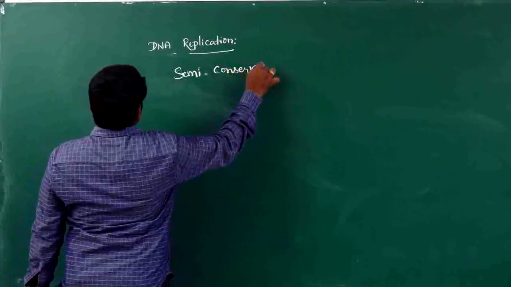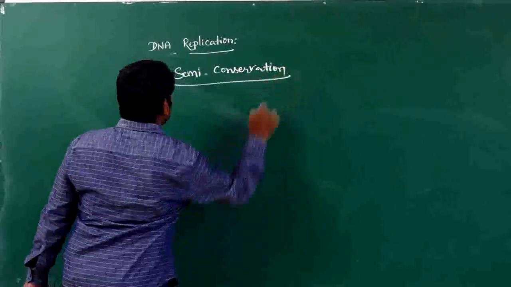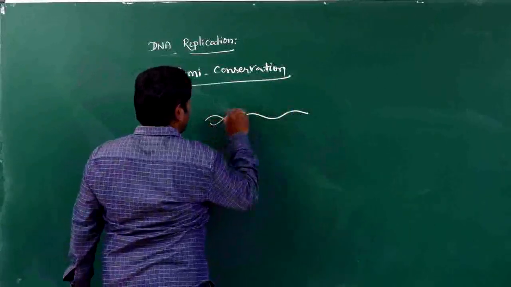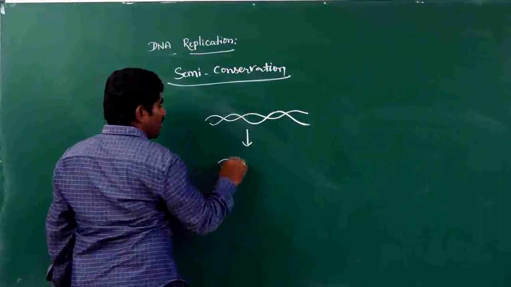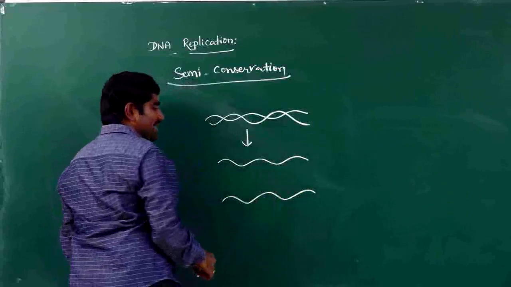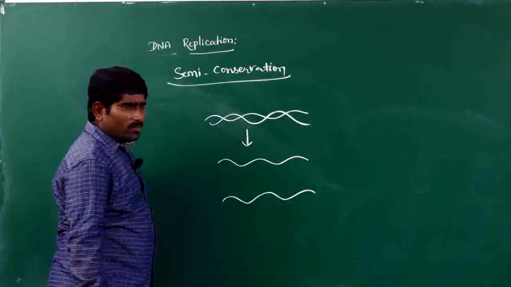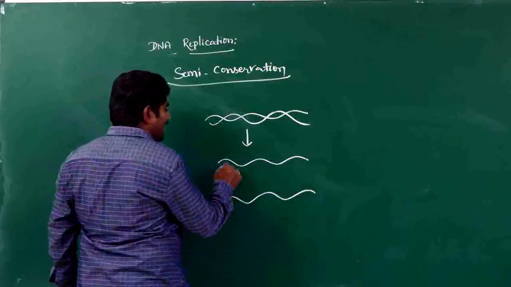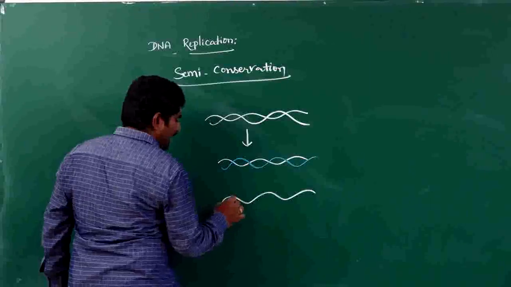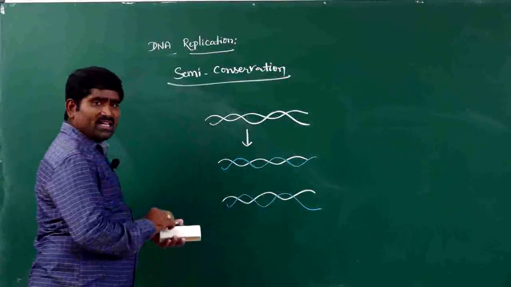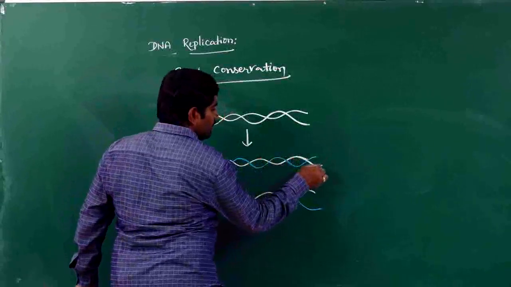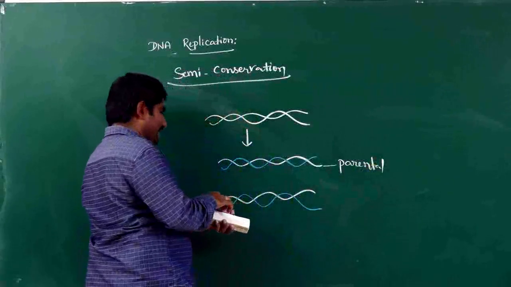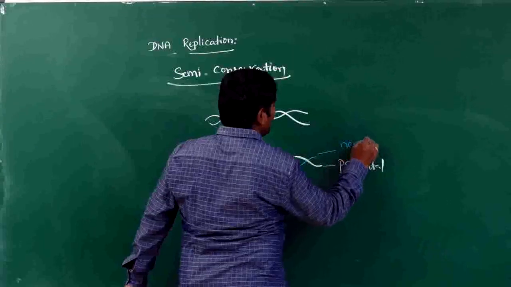So what is the semi-conservative method? In one DNA molecule, when the molecule is separated into two strands, each strand produces a new copy, so new DNA molecules are produced. The white one is the parental DNA, and the blue one is the daughter, the new DNA strand. Parental strand and new strand.